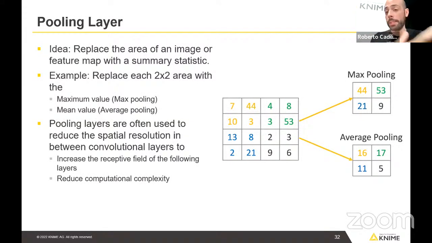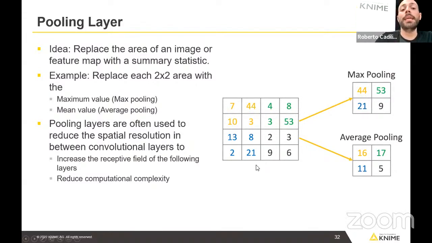And finally, another important part of a convolutional neural network is the existence of pooling layers. Here, the idea is to basically replace an area of an image or a feature map with some summary statistics. So we usually need to define the area we want to take into account, for example, a 2 by 2 area. And we then decide to apply some summary statistic. For example, it could be max pooling, so we pick the maximum value of the area we are taking into account, or average pooling, when we take the average value of the area.